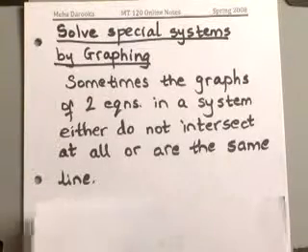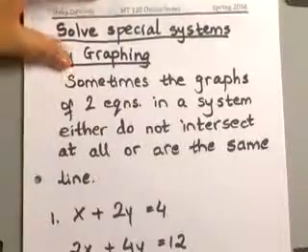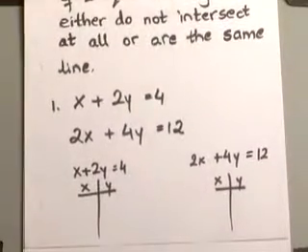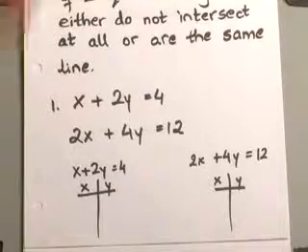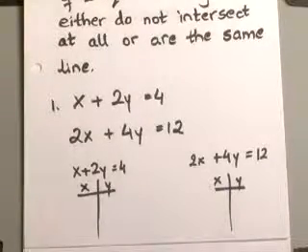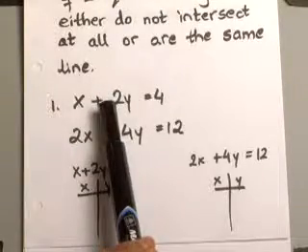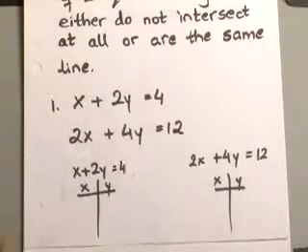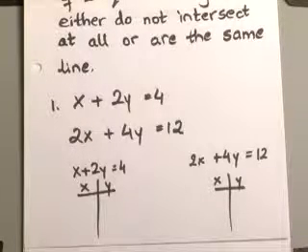Let's go ahead and take a look at our first example here. Now, in this example, you have again two equations in your system, x plus 2y equals 4, and 2x plus 4y equals 12. Again, we will go ahead and find 2 points on the first equation and 2 points on the second one, so we can go ahead and graph this system.